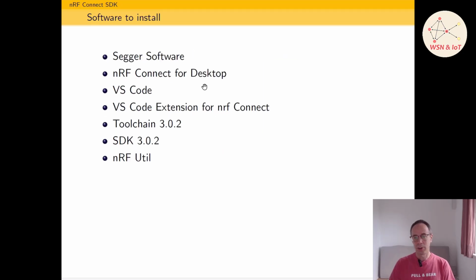What do we have to install now? We have to install the Segger software. This is the software for the J-Link programmer. So the nRF Connect SDK needs especially the libraries and the drivers. So we have to install it first.